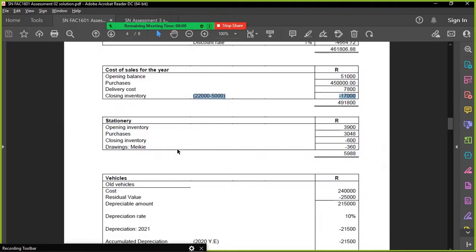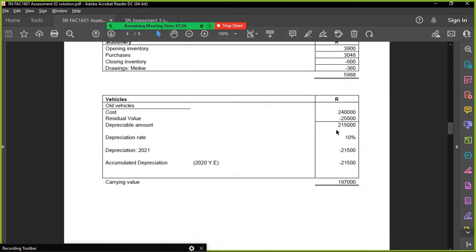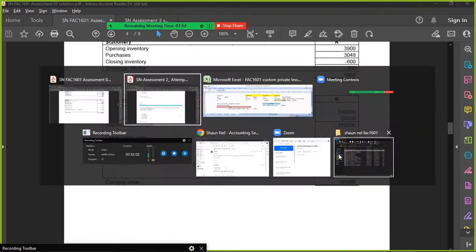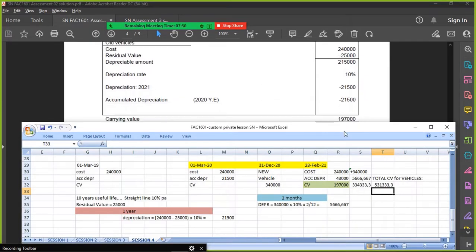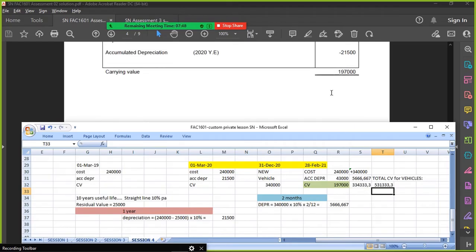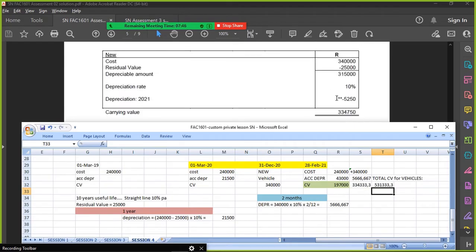Which one is it here? Here's the vehicle. Which vehicle? There. This is the old vehicle. Okay, so do I agree with their working? Let's check. 197. I agree with their working. Okay. Do I agree with this one?